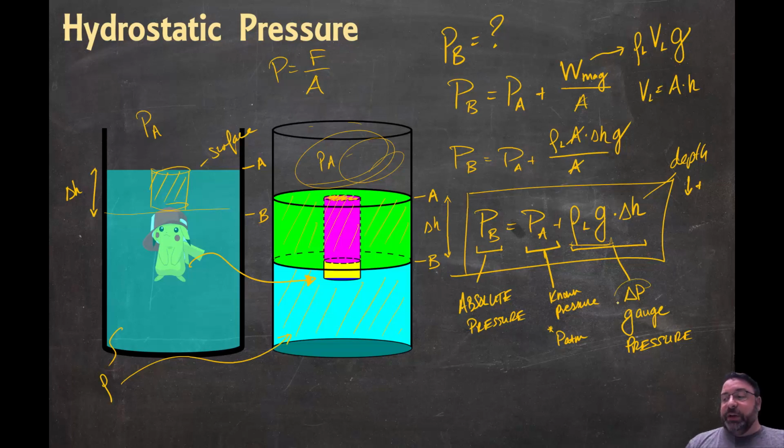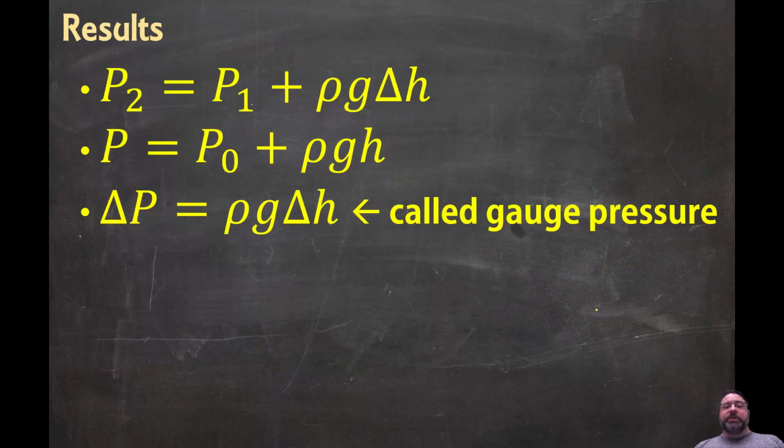It just measures this delta P part of the pressure. So our result's kind of a little bit cleaner. Now, again, the subscripts here really depend on whatever works for you. I just use A and B. Here I use 2 and 1.